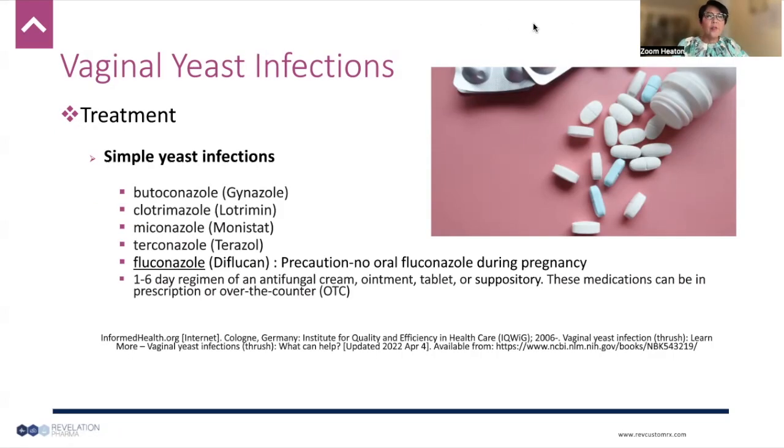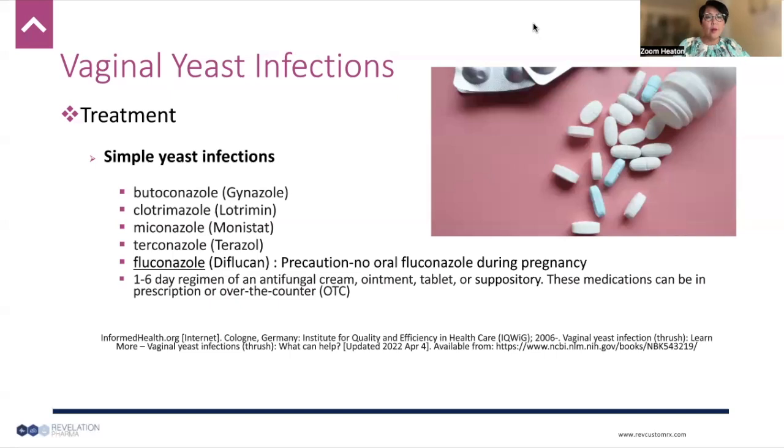Okay, so treatment for vaginal yeast infections. For simple yeast infections, antifungals like butoconazole, clotrimazole, miconazole, terconazole, and fluconazole can all be used. They can be OTC or prescription. They have azole as a suffix in their name, and they inhibit ergosterol synthesis.